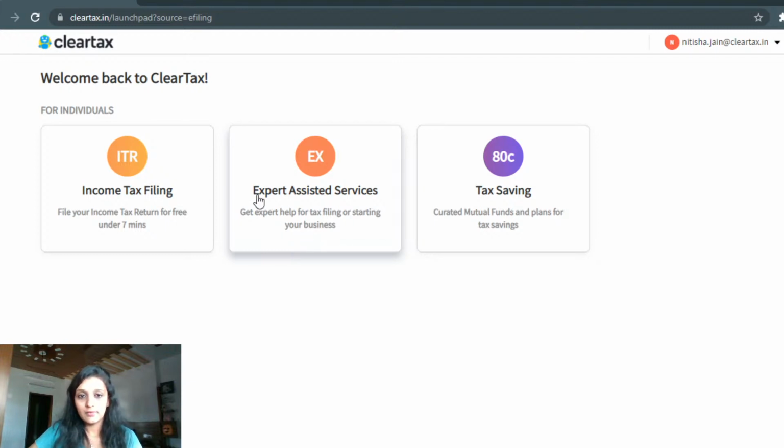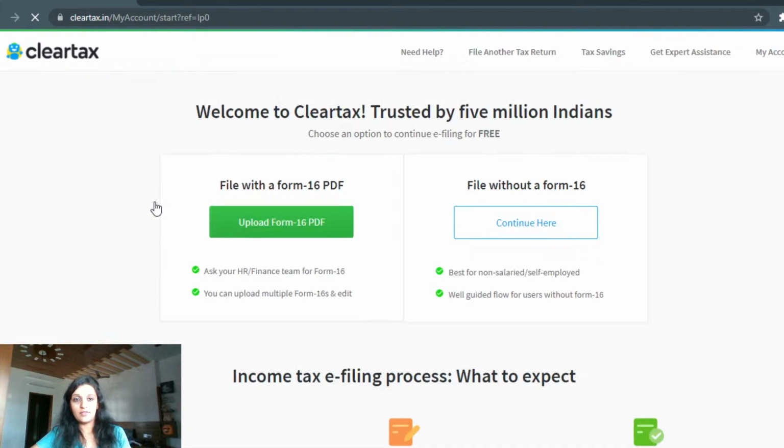So in this, you can purchase a plan as per your income, whatever you're having. Accordingly, you can purchase, and a chartered accountant will be assigned to your case, and they will help you with filing your ITR. But we are discussing how you yourself can file.